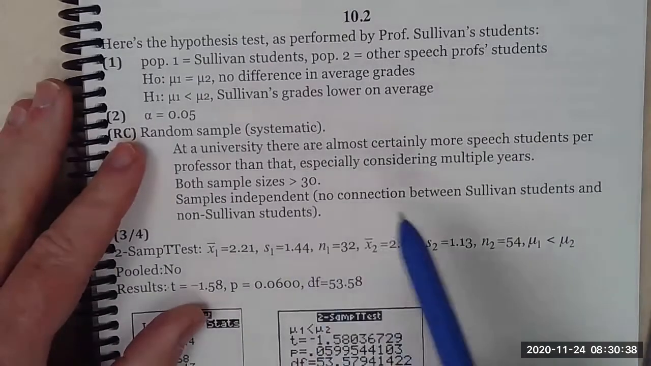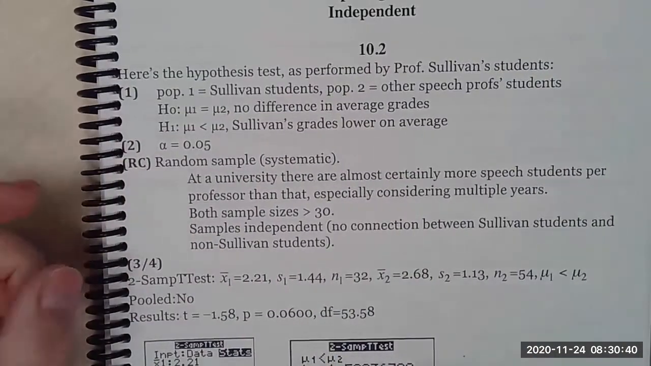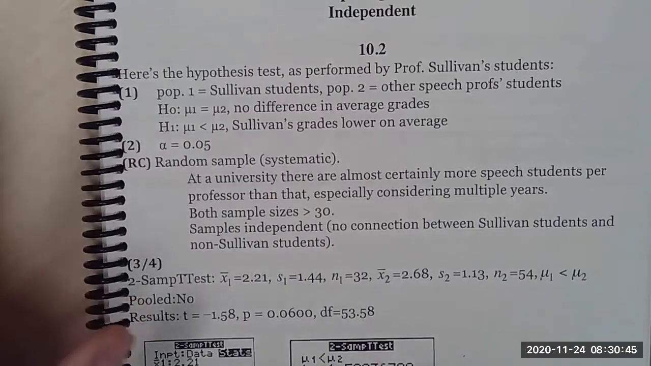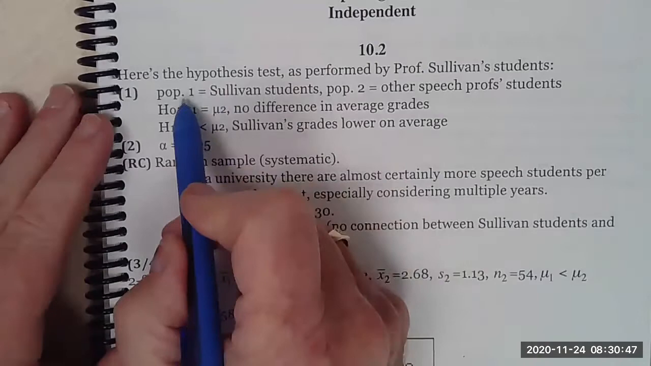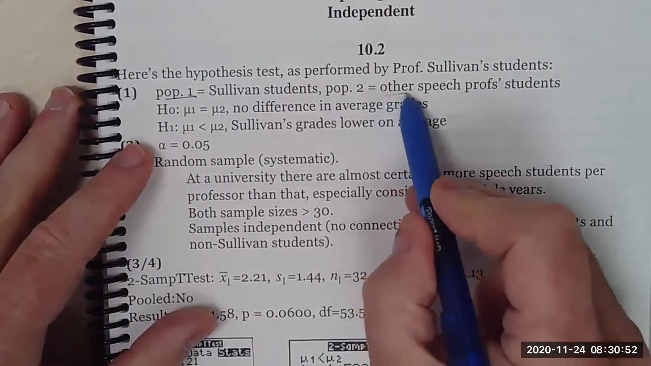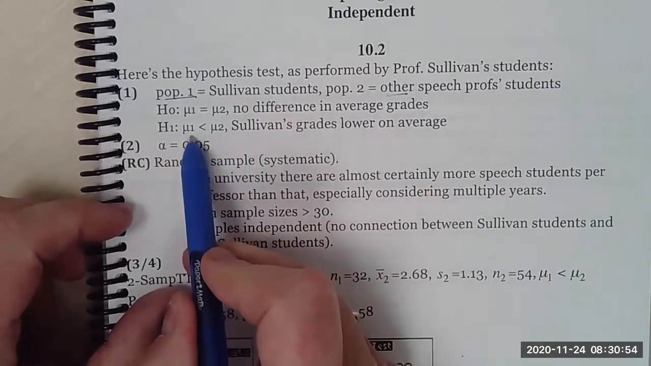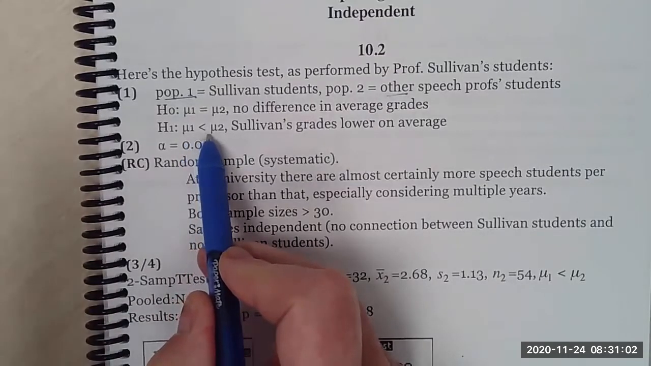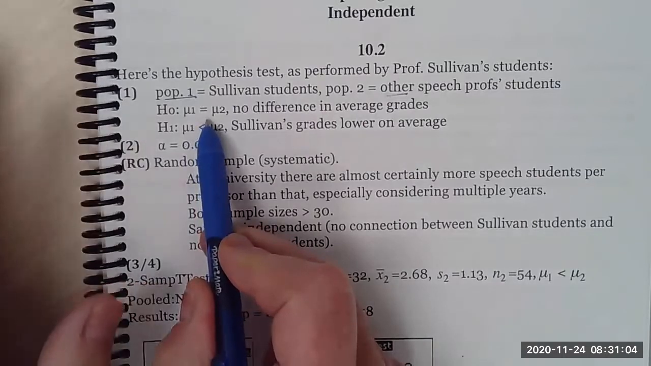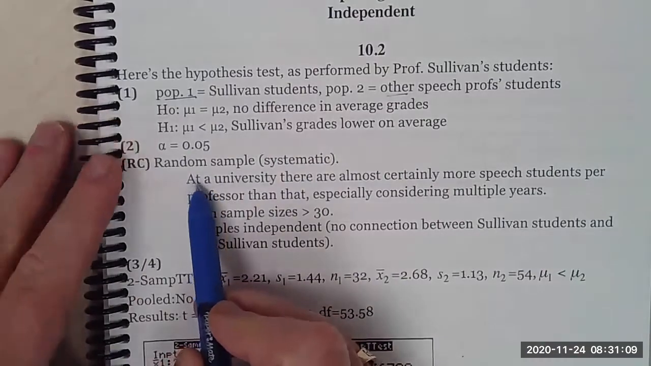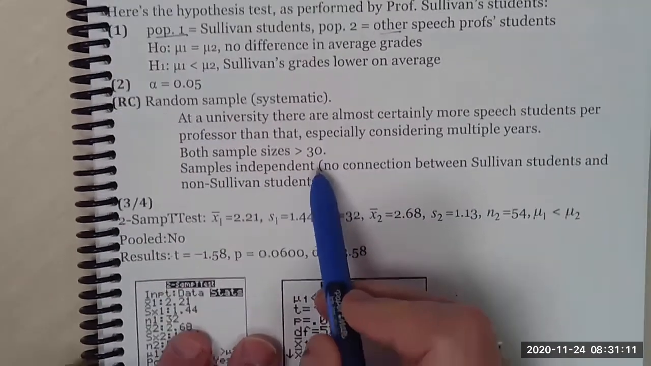So we'll go with Sullivan's as number 1 and the non-Sullivan as number 2, sample number 2 of the population. So Sullivan is here and the others are number 2. If you look here, mu 1 less than mu 2, Sullivan's GPA is lower than the others. And notice how it's less than rather than greater than or equal to. And we want to make sure everything's good, which we have already.